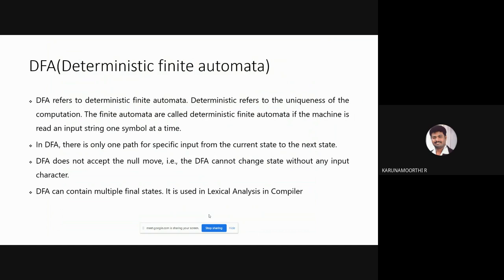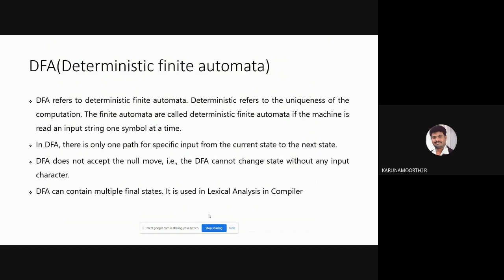It goes to only one state. So that is very, very important in DFA. Also, deterministic finite automata does not accept the null move. This null move is nothing but the epsilon move. So DFA cannot change state without any input character. Whenever we want to pass from one state to another state, you must pass any one of the input symbols. That is very much essential. In NFA, they may read the input symbol epsilon, but here epsilon symbols do not take place in my deterministic finite automata.